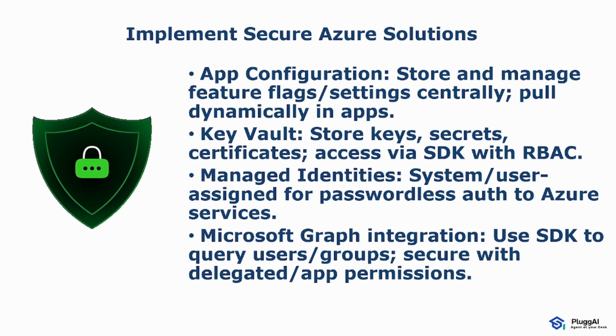Two main ways. One, reference in App Service or Functions. In application settings, use the @Microsoft.KeyVault(SecretUri=...) syntax. Azure pulls the value at startup, injects it as an environment variable, no code change needed, perfect for connection strings.